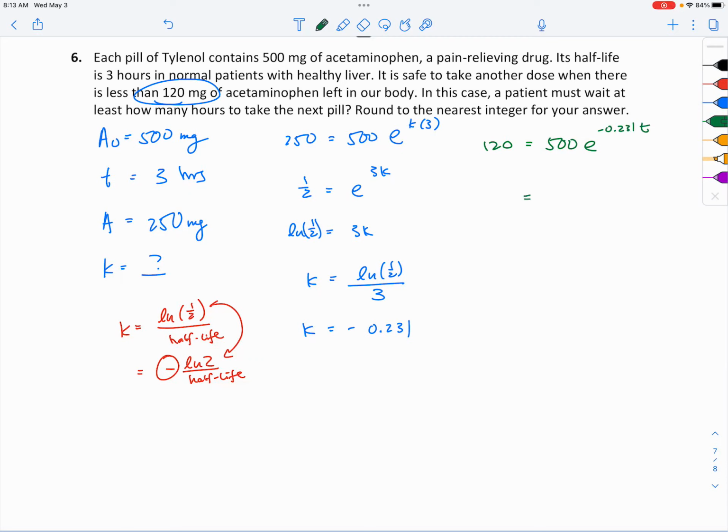So if anyone wants to be a doctor, I hope this would be one little piece of knowledge that you can have and say, wow, I know how to calculate half-life for medicine.